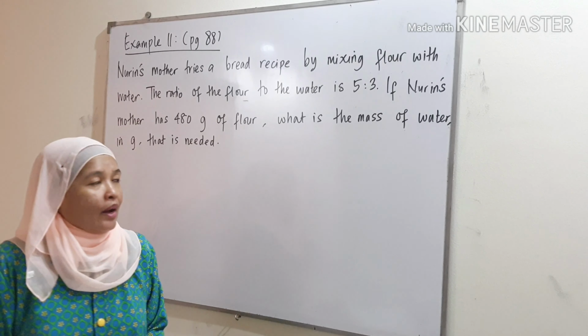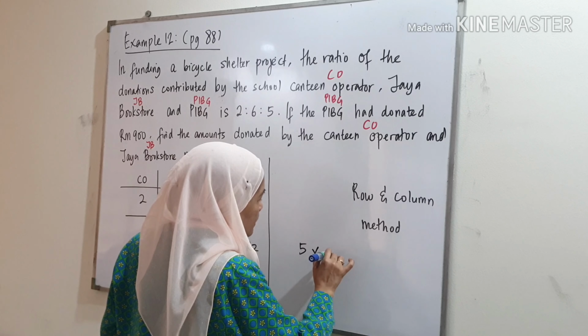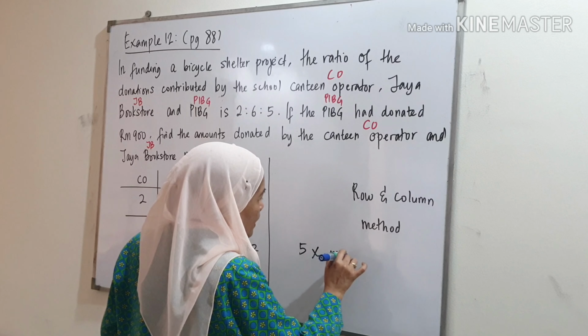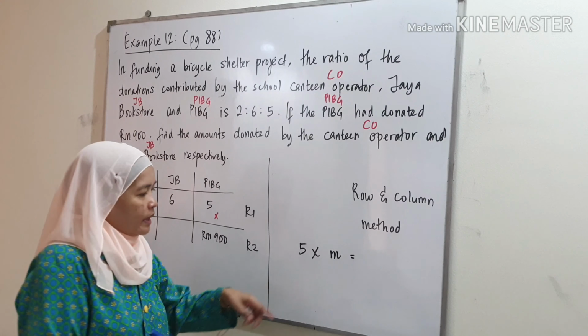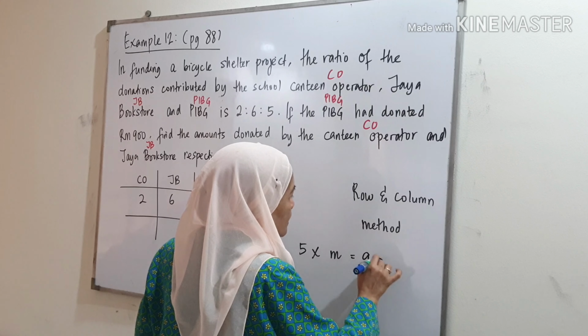We look at the column here. The column here is for the PIBG, 5 and 900. You have to find 5 times what is 900. So 5 times something, let's say M. So we want to find the value of M when 5M is 900.